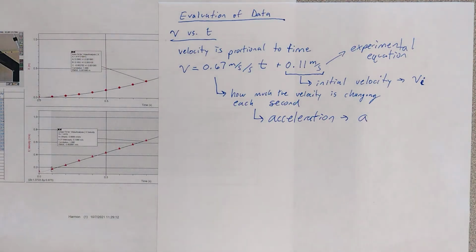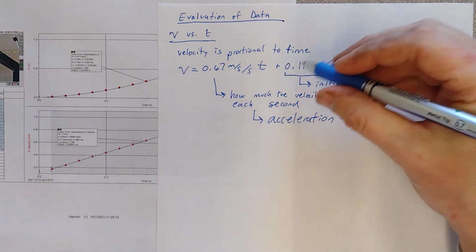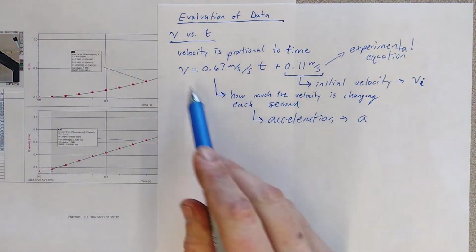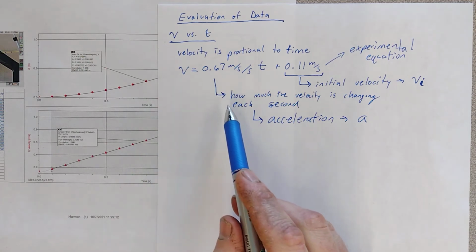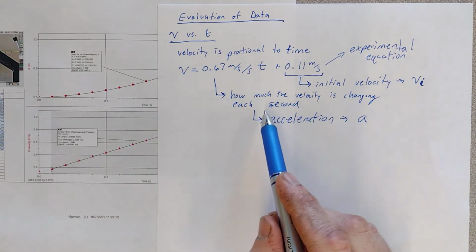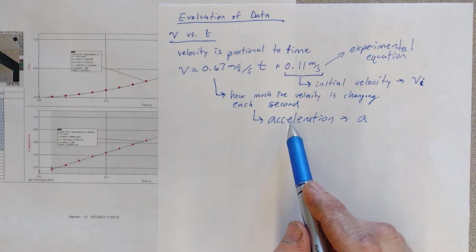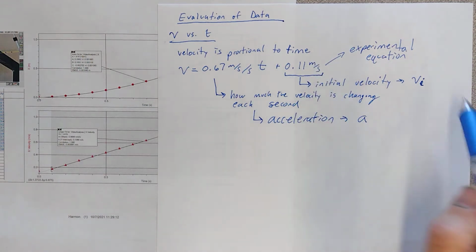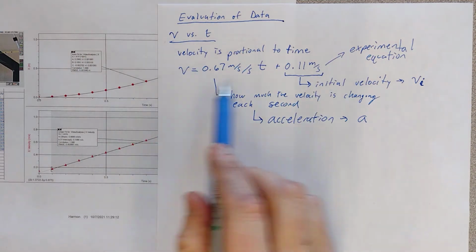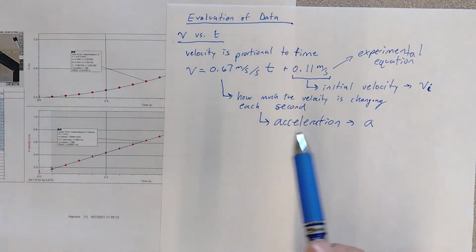So that's our experimental equation for velocity versus time. And we've explained everything here, so this is new. The slope of velocity versus time is acceleration, how much velocity is changing each second. The y-intercept is the initial velocity. All right, very good. This goes in your lab report here.